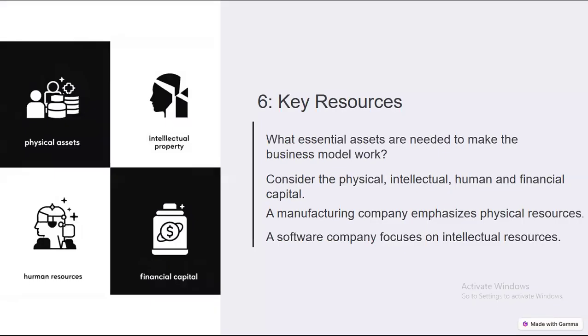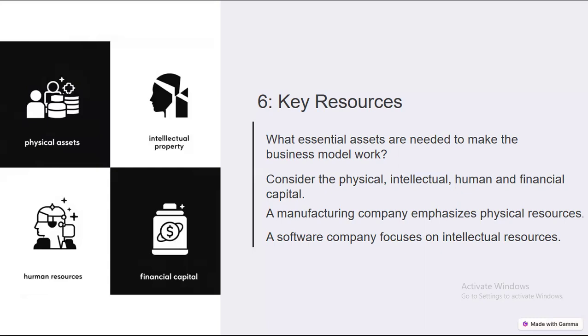Then the sixth element constitutes the key resources. Okay, so you look out for the essential assets that are needed to make your business model work. So what exactly do you need? What assets do you need to make your business model work? So you consider the physical, the intellectual, the human, and the financial capital that you need to make your business work.